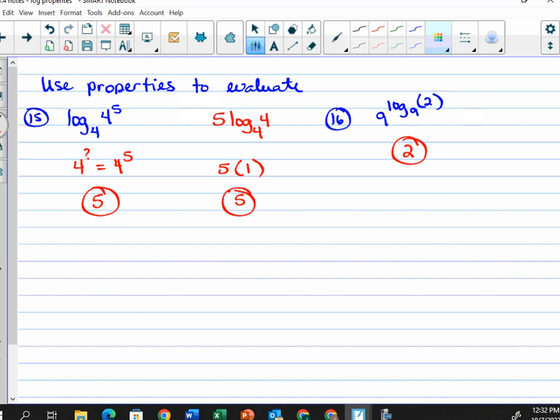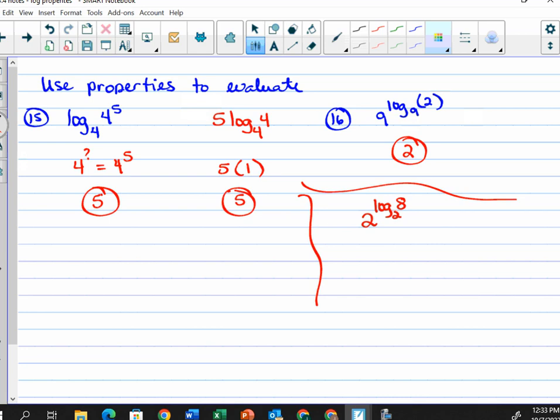When you've got the bases, they're essentially canceling each other out. So anytime those bases match, it's going to just be that other number. Let me show you why on one you can actually evaluate. Let's say I had 2 to the log base 2 of 8.